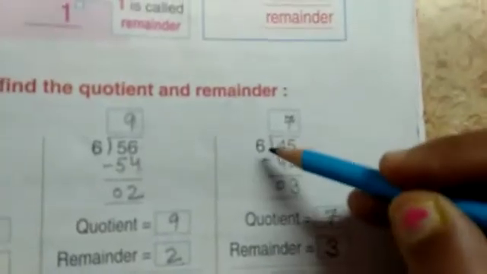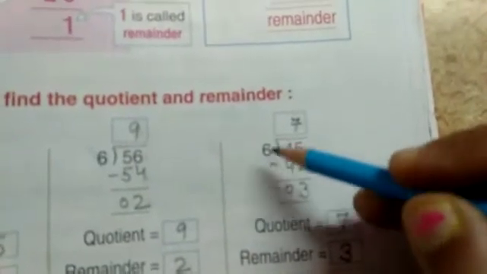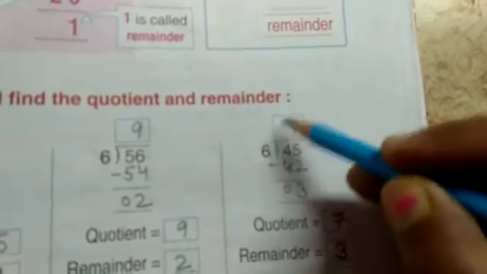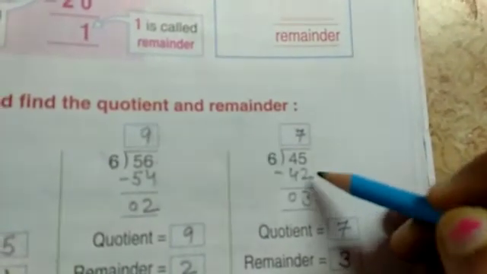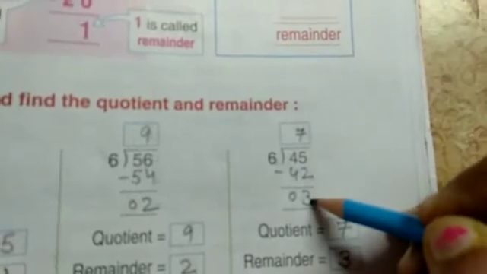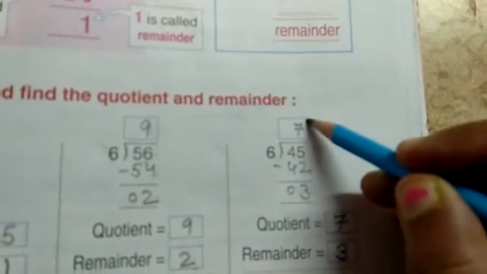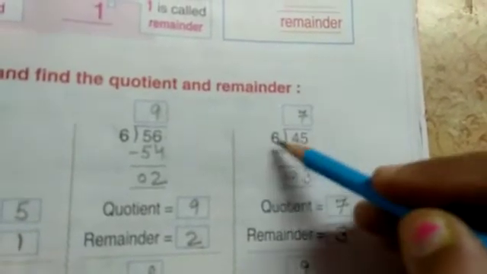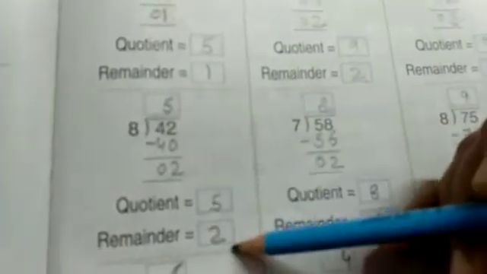Next is 45 divided by 6. Now you have to say the table of 6 in your mind. 6 7s are 42, and when you subtract 2 from 5, you get 3. So 3 is the remainder and 7 is the quotient here. So write 7 in the quotient box, and 3 will come in the remainder box. Moving on to the next sum, 42 divided by 8. 8 5s are 40. You will get 2 as the remainder. So 5 is the quotient and 2 is the remainder here.